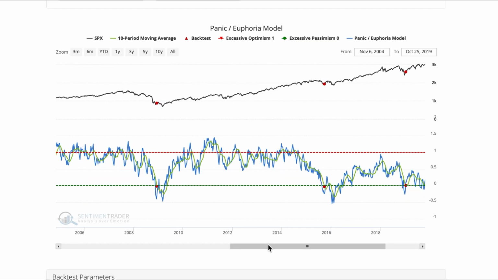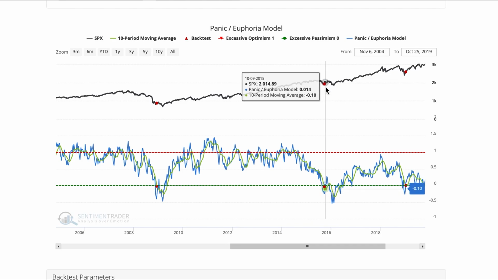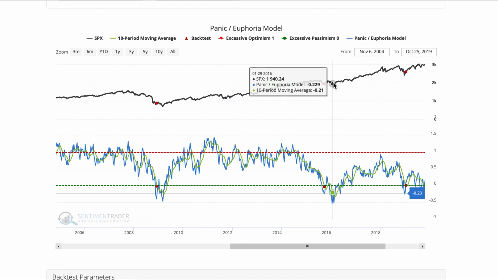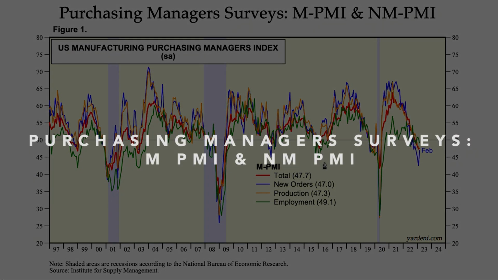Now, I do want to nuance this a little bit, because if we zoom in and look at a few of these examples in a little bit more detail, look at 2015 here. Yes, this signal was triggered here, but the market revisited that low. So there was still a lot of volatility around this period. Why did we have that volatility?